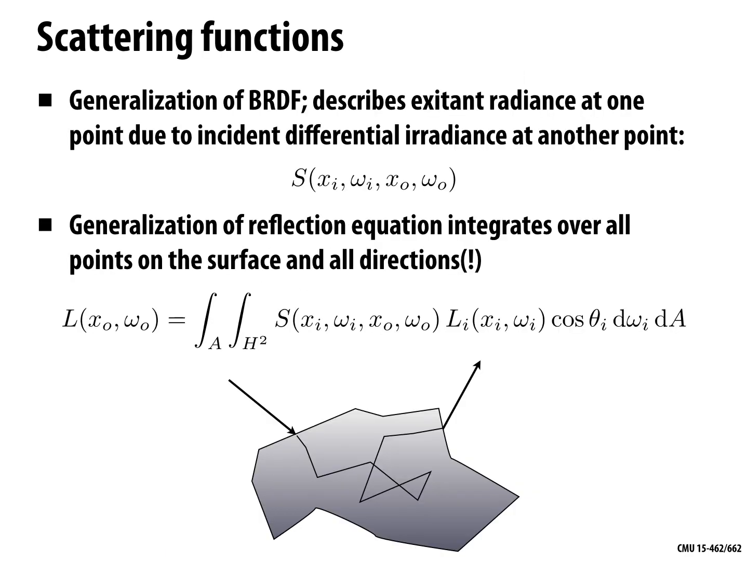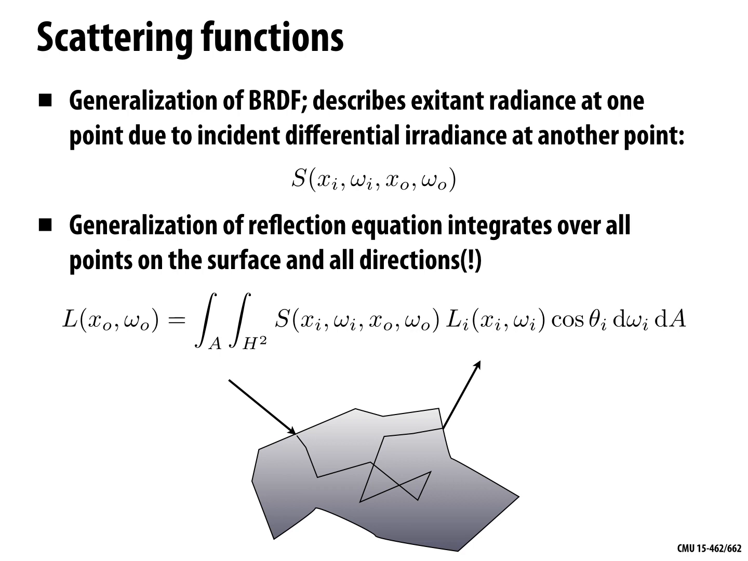Okay, so we can generalize the BRDF to describe the exitant radiance at one point due to incident differential irradiance at another point. We have a function S now instead of f sub r that has 4 arguments instead of 2. It has now the incident point x sub i, the incident direction omega sub i, the outgoing point x sub o, and the outgoing direction omega sub o.